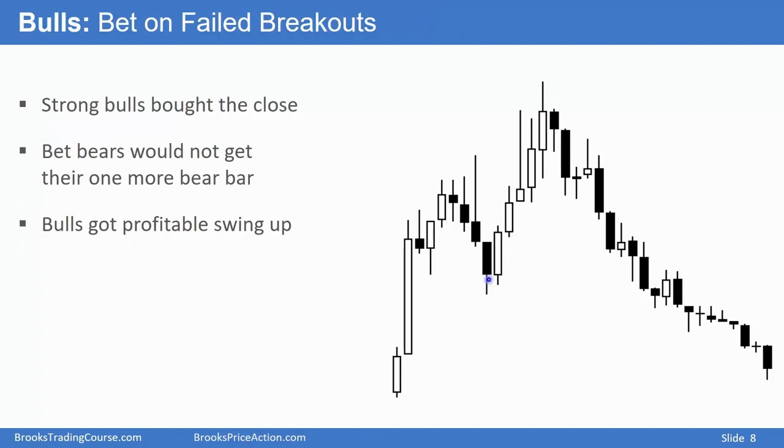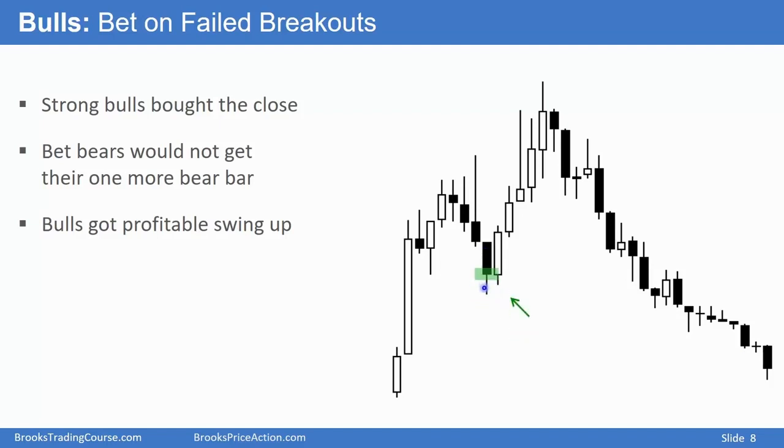So the bulls buy that close, betting that the bears will not get their follow-through bar. Some bulls bought this close, the bears got their follow-through bar, and a lot of the bulls who bought that close exited here. And they're not going to buy again for at least several bars. That means no buyers immediately below, and the market has to go lower to find buyers.